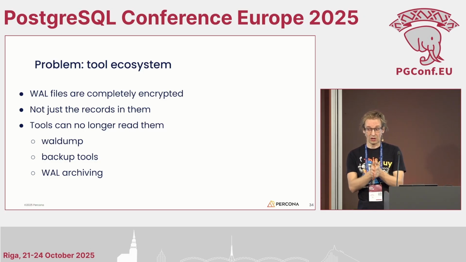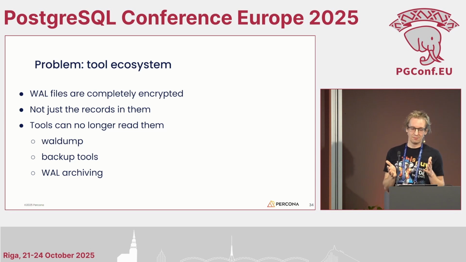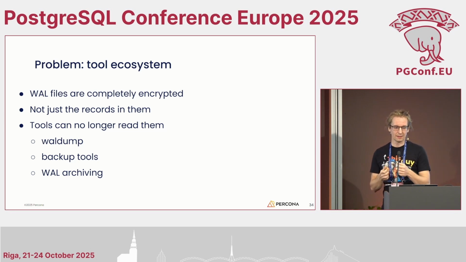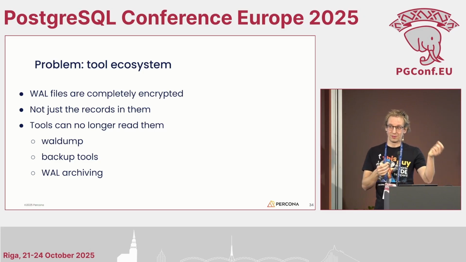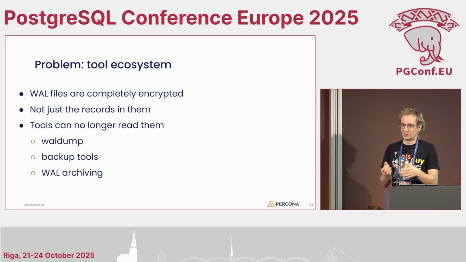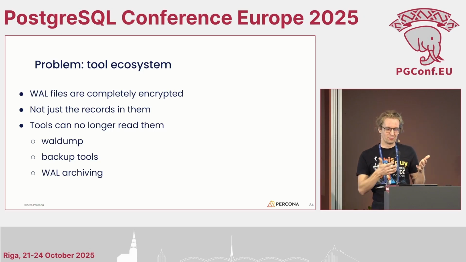Now, with the new approach where we are writing entire WAL pages encrypted, tools like pg_waldump or any backup tool that tries to do something with the WAL no longer work, because they expect WAL to be in a certain format with proper headers and so on, and that's no longer the case. From their perspective, we have completely random data there.